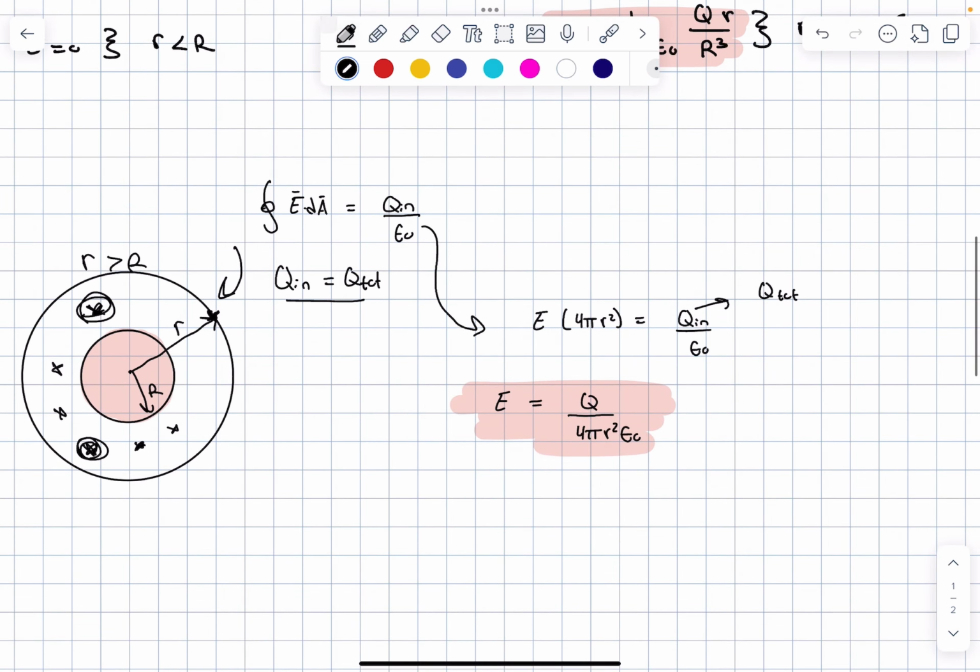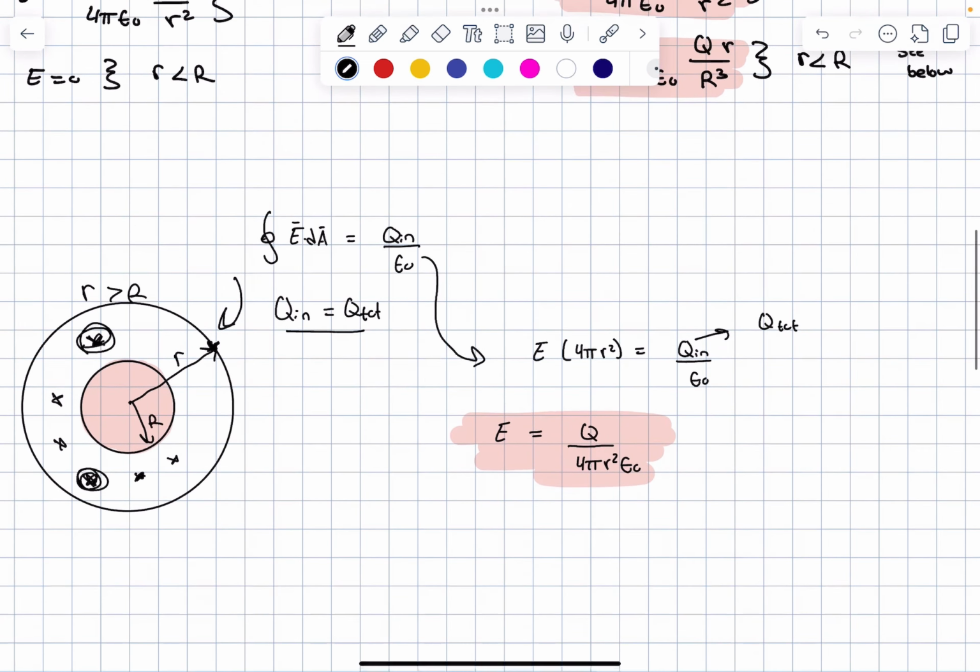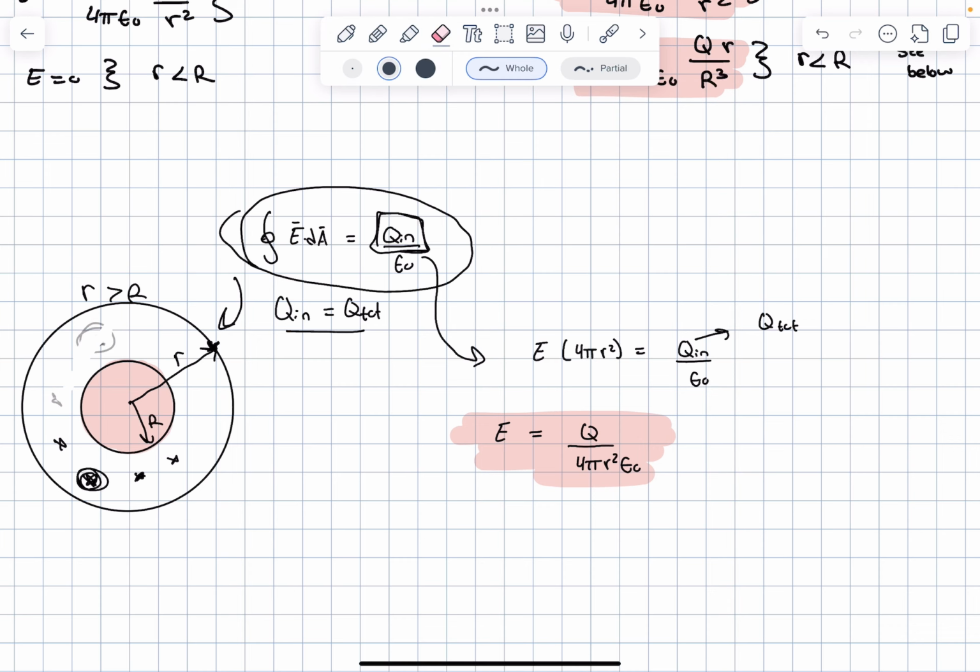So that is something you have to be a little bit careful of: you do have to use your brain when you're plugging things into these equations, and you have to remember what Q in is. And you can't just start making up charge for empty space.